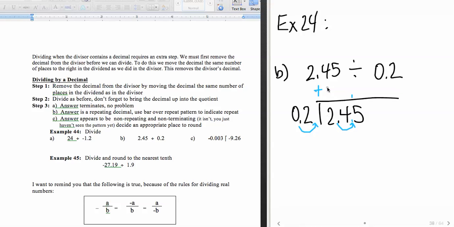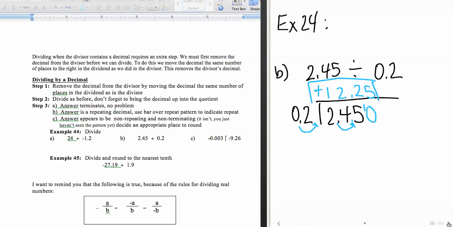2 will go into 2 one time, 0 left over. 2 will go into 4 two times, 0 left over. 2 will go into 5 two times, with 1 left over, so we'll need another 0 out here, and that remainder of 1, and 2 will go into 10 5 times. So our answer is 12.5.